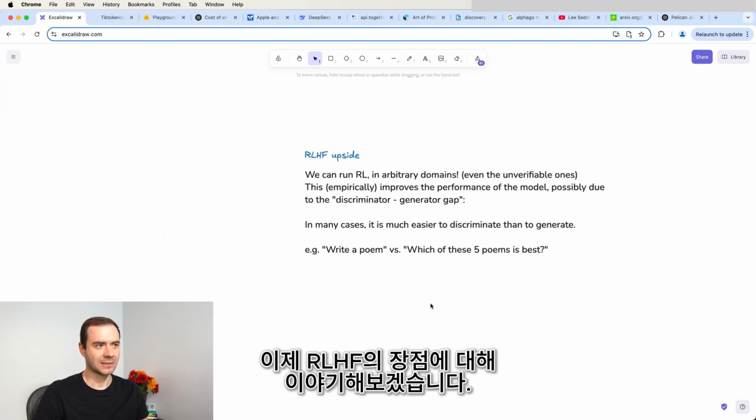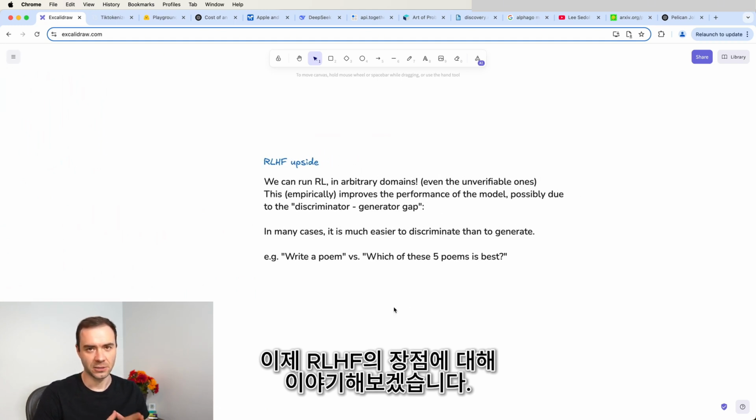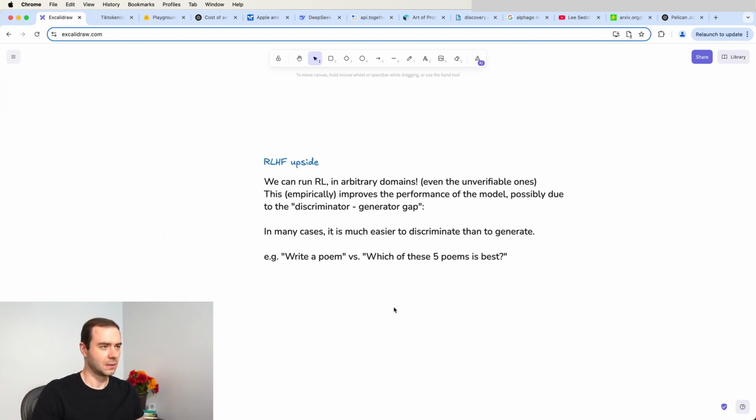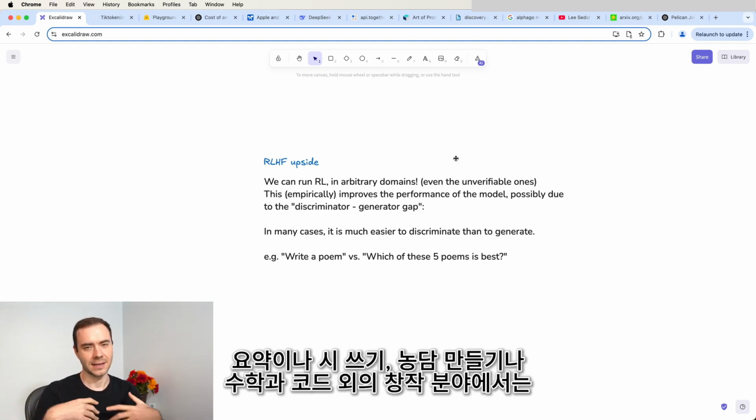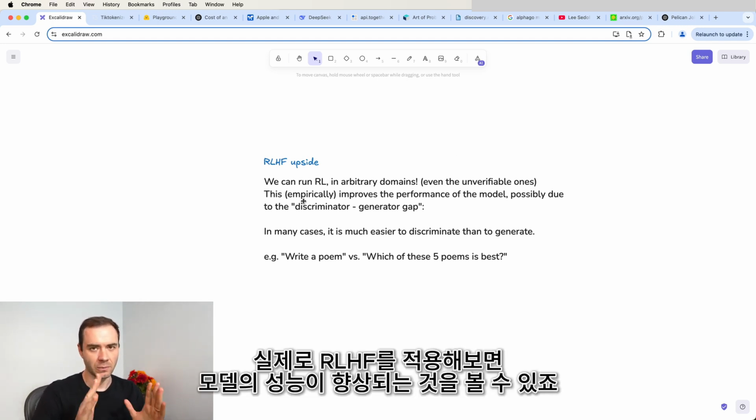Now I want to talk first about the upside of reinforcement learning from human feedback. The first thing is that this allows us to run reinforcement learning, which we know is an incredibly powerful set of techniques, and it allows us to do it in arbitrary domains, including unverifiable ones. So things like summarization, poem writing, joke writing, or any other creative writing, in domains outside of math and code, etc. Now, empirically, what we see when we actually apply RLHF is that this is a way to improve the performance of the model.